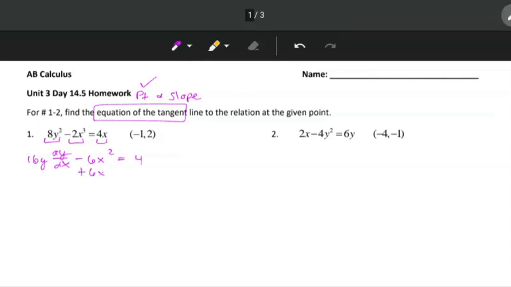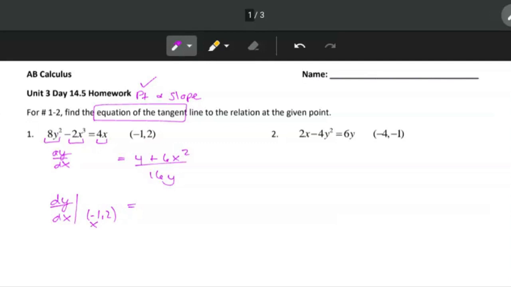So we can add 6x squared to both sides. So these 6x squareds cancel. They really just disappear. And then we could divide both sides by 16y. So the 16y's cancel, and that's what we get for our dy dx. So to actually find the slope, we have to evaluate dy dx at the given point, -1, 2.